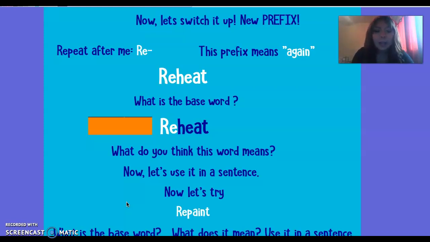Yeah, repaint has the prefix re, which means again. So when you repaint, you paint again. Now let's use the word repaint in a sentence. Take about 5 seconds.